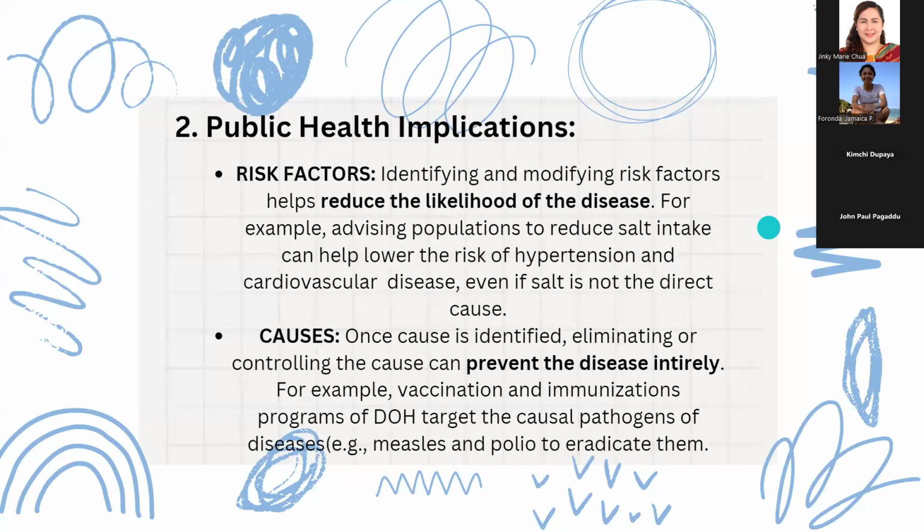The distinction between risk factors and causes has an important implication in public health strategies. Identifying and modifying risk factors helps reduce the likelihood of the disease, even if the factors themselves are not directly the cause. For example, advising the population to reduce salt intake can help lower the risk of hypertension and cardiovascular disease.